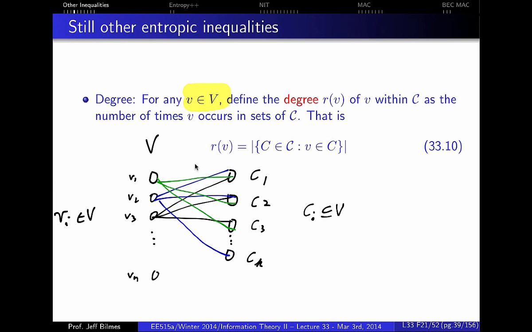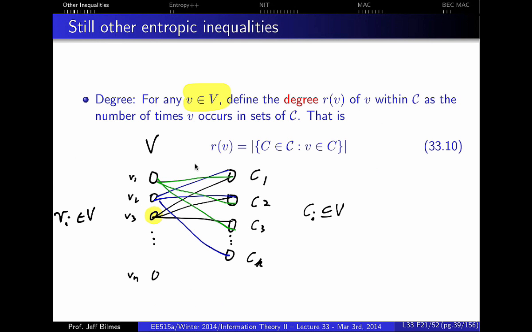So the degree of a given vertex, when we're talking about the degree, we're talking about one particular vertex, like maybe v3 here. The degree is just the count of the number of clusters that contain that vertex v. When you think of this as a hypergraph, it's basically just the degree. When this is just a regular graph, then each one of the c's on the right-hand side are size 2, and so it's the standard degree of a graph.